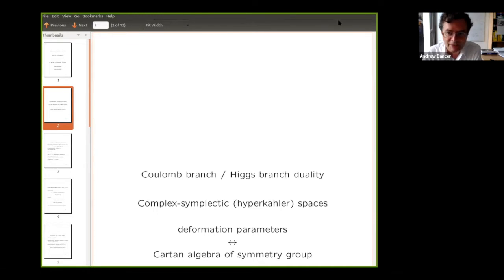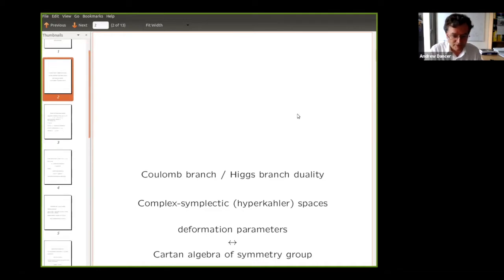So it's a duality which comes from physics. Unlike the classical 3D mirror symmetry, the dimension can change. The dimension of the Coulomb branch and the Higgs branch can be different. In fact, typically they are. I'll say a bit more about that later.